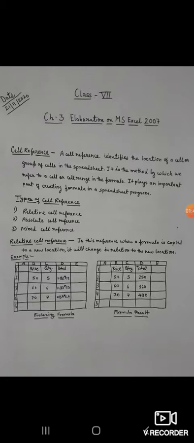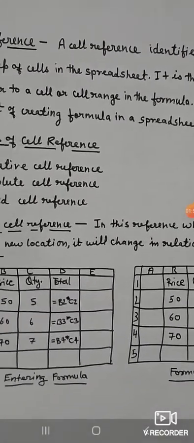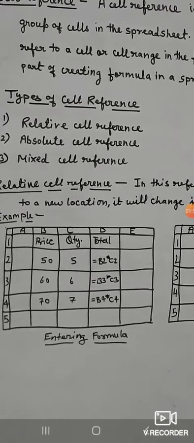For example, see here two tables are given. In one we enter formula and in other we will get the output. In first one there are price, quantity, total. Now in price 50 is given, 60 is given, 70 is given. Quantity is 5, 6 and 7. Now in total we enter the formula for multiplying these two.